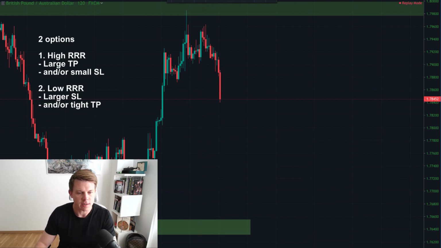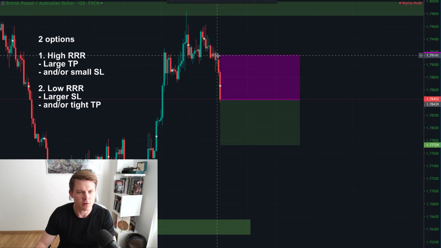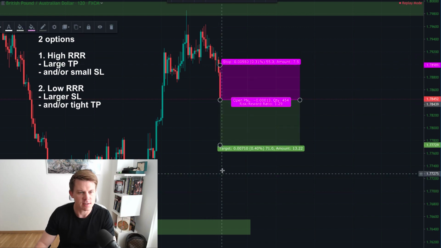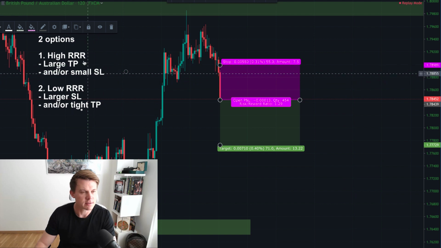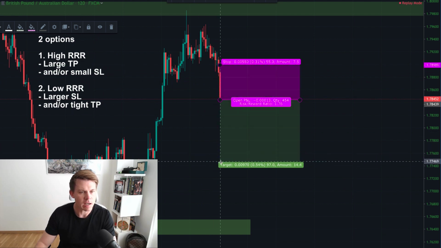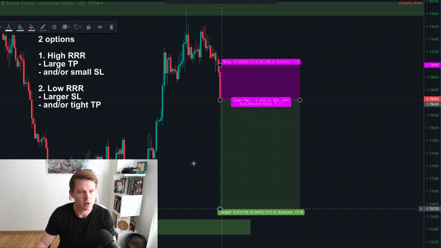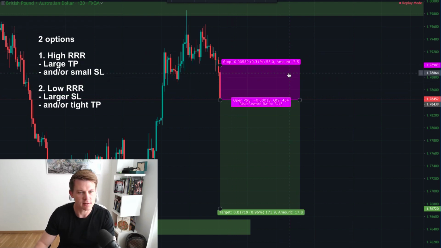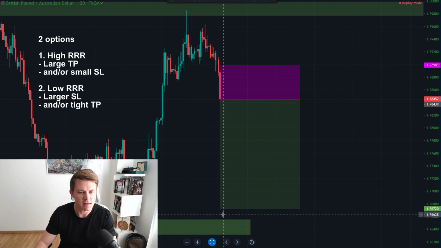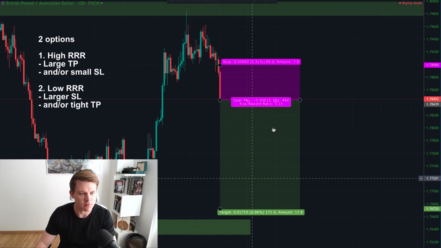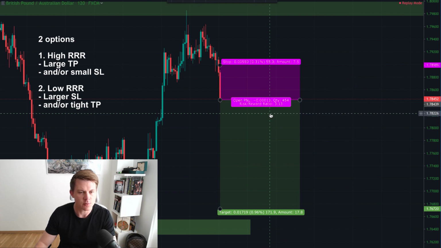So what does it mean? Let me just draw it on the charts. Let's say for whatever reason you get into a trade, your stop loss is here, and we are in the first option, high reward to risk ratio. So we have a decent stop loss size, and then we have a target where we're targeting roughly the lower lows here. So this is a 3-to-1 reward to risk ratio.